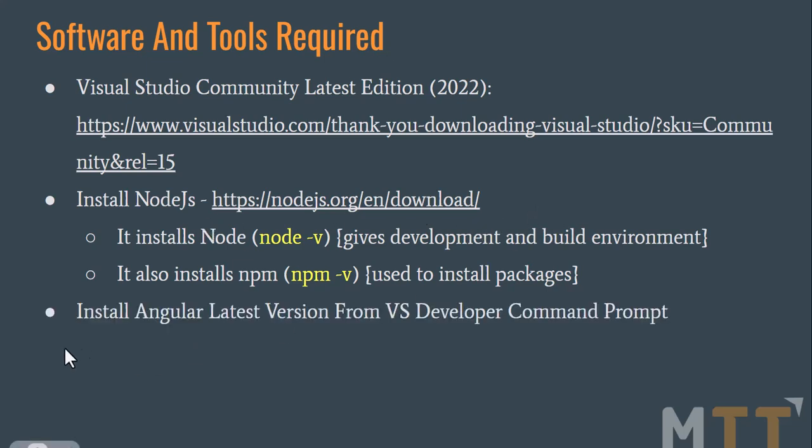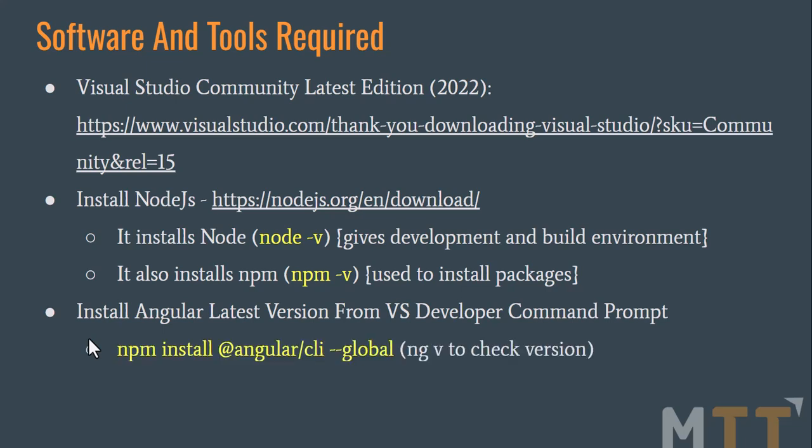The third thing is Angular. We are going to install the latest version of Angular from the Visual Studio developer command prompt, the one we have started just now. We are going to install it using npm, which is required to install Angular: npm install Angular CLI global. We are installing it on our system so that any project on our system can target this Angular. So we need Angular globally. We'll understand all those things about the Angular CLI, command line interface.